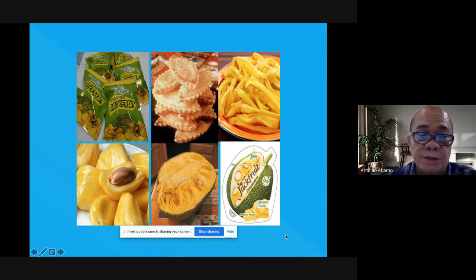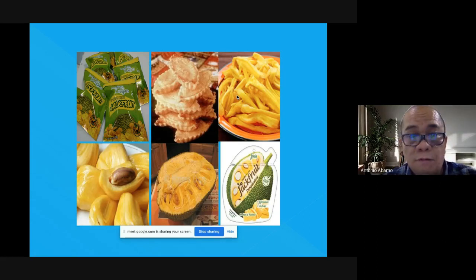You can see that the leftmost portion is a semi-processed product where you have to depulp the jackfruit. But the one at the middle is actually a fresh jackfruit. This is a fresh agribusiness product. But you can see those products on top. These are already finished and ready-to-eat products from jackfruit.